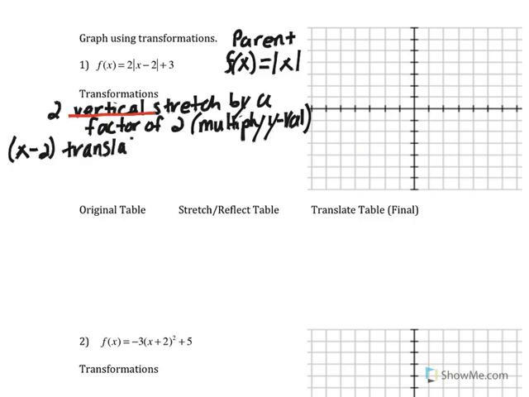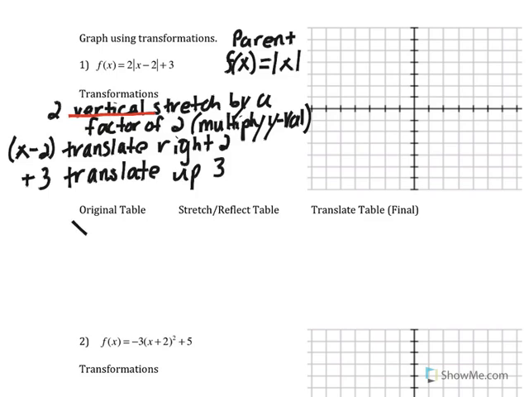We're going to add 2 to the x there. And then the plus 3 is a translate up 3, so we're going to add 3 to the y column.